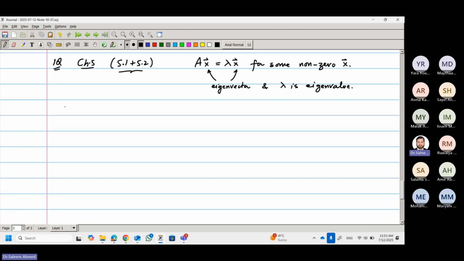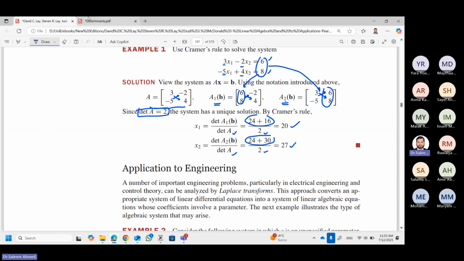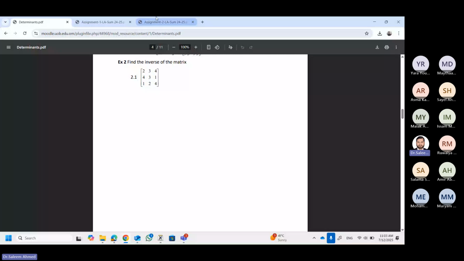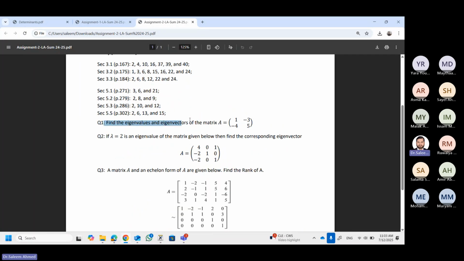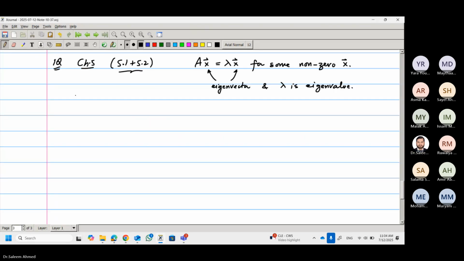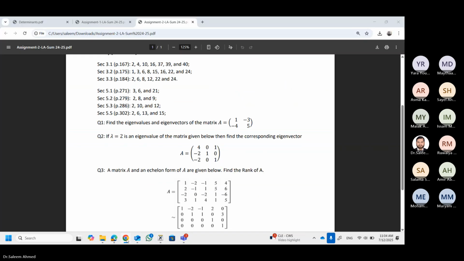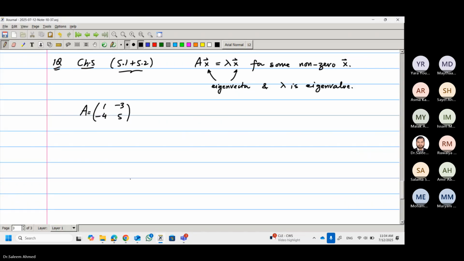If a matrix is given, for example, in the assignment, I think there was an assignment here. Let's say this one, right? Find the eigenvalues and eigenvectors of the matrix 1, minus 3, minus 4, 5. So basically finding this directly is not easy.